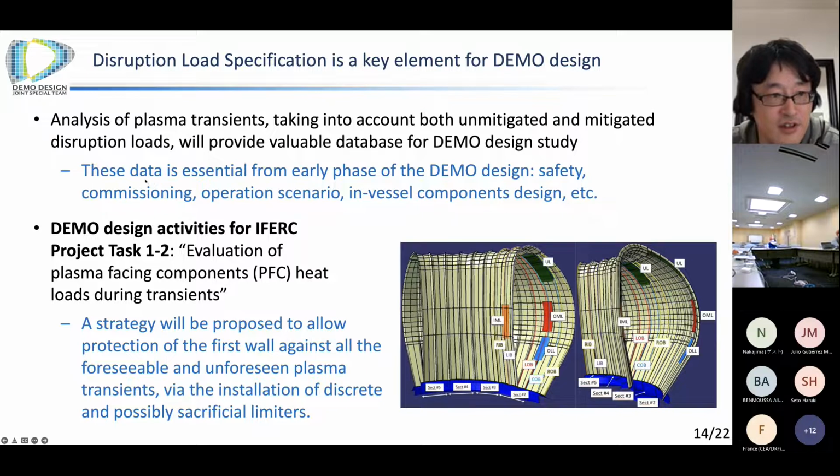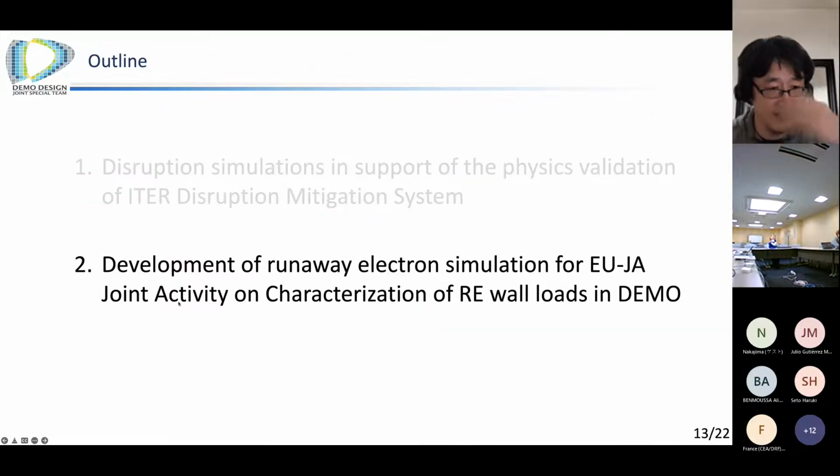Especially, I believe this data is essential from the early phase of the DEMO design activity in order to build up a basis for the safety, commissioning, and operation scenario and the in-vessel component design. With this aim, in the DEMO design activity of the IFERC project task 1.2, evaluation of the plasma facing components heat load during a transient has been specified.